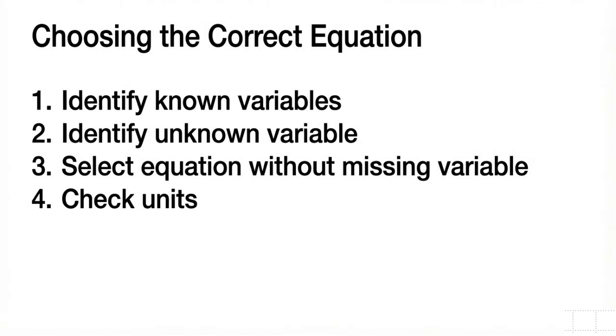When trying to choose the right equation to solve a problem, it's important to follow a clear process. First, identify all the variables you already know, like distance, time, or initial velocity. Next, figure out which variable you need to find. That's your unknown. Then, pick an equation that includes all the known variables and the unknown, but doesn't involve any variables you don't have information about. Finally, always check the units in the equation to make sure everything aligns correctly. This approach helps avoid confusion and ensures you use the right formula for the situation.